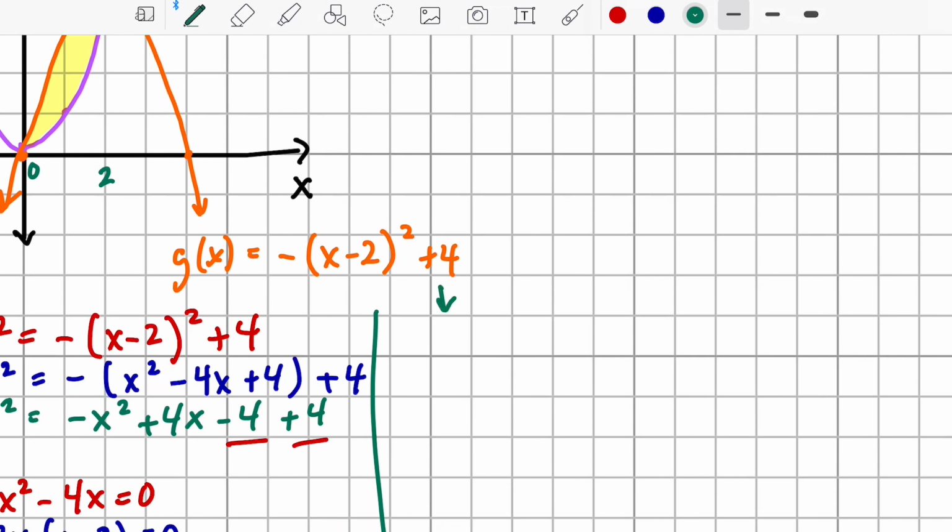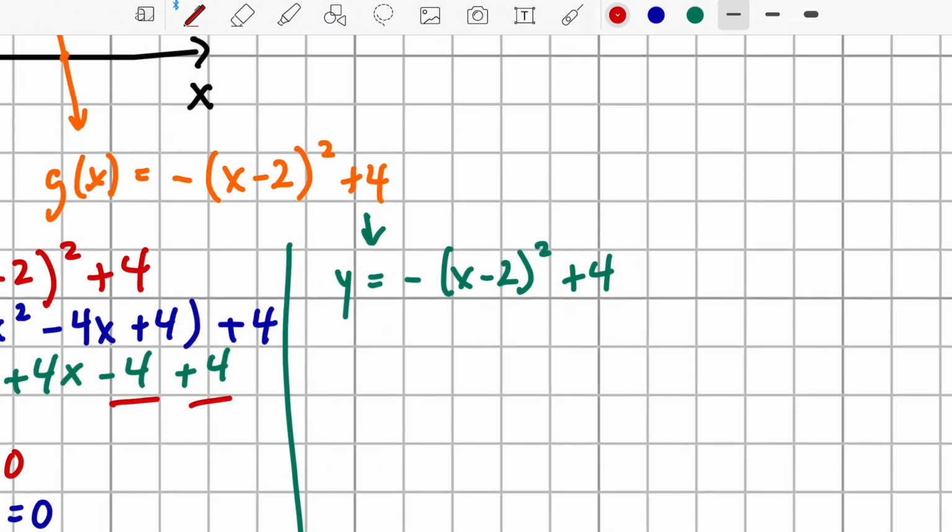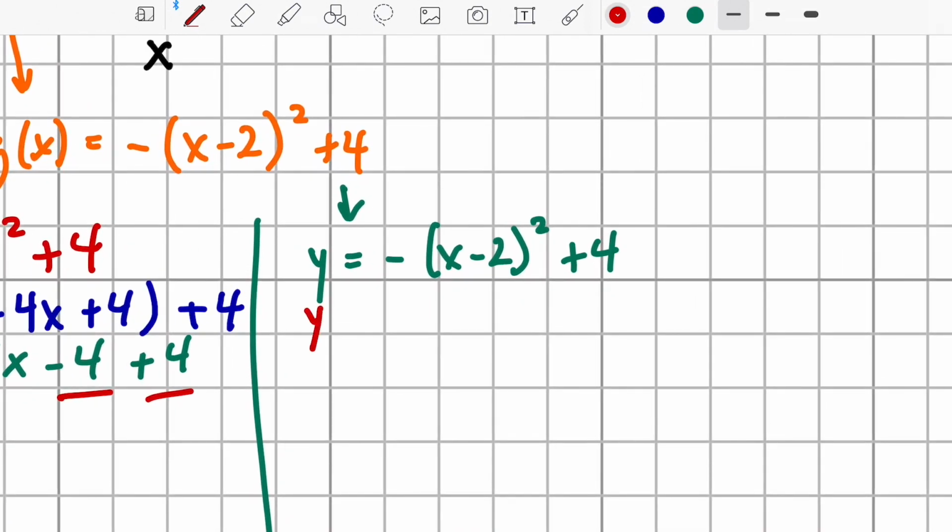If I solve this one for x, we'll rewrite it as y equals negative (x minus 2) squared plus 4. So now what I'll do is get rid of the 4, send it to that side. So again, the positive 4 becomes a negative 4 there. Then I get rid of the negative. Then I get rid of the square. And then we leave the x by itself. So let's do that. So it'll be y minus 4 equals negative (x minus 2) squared.